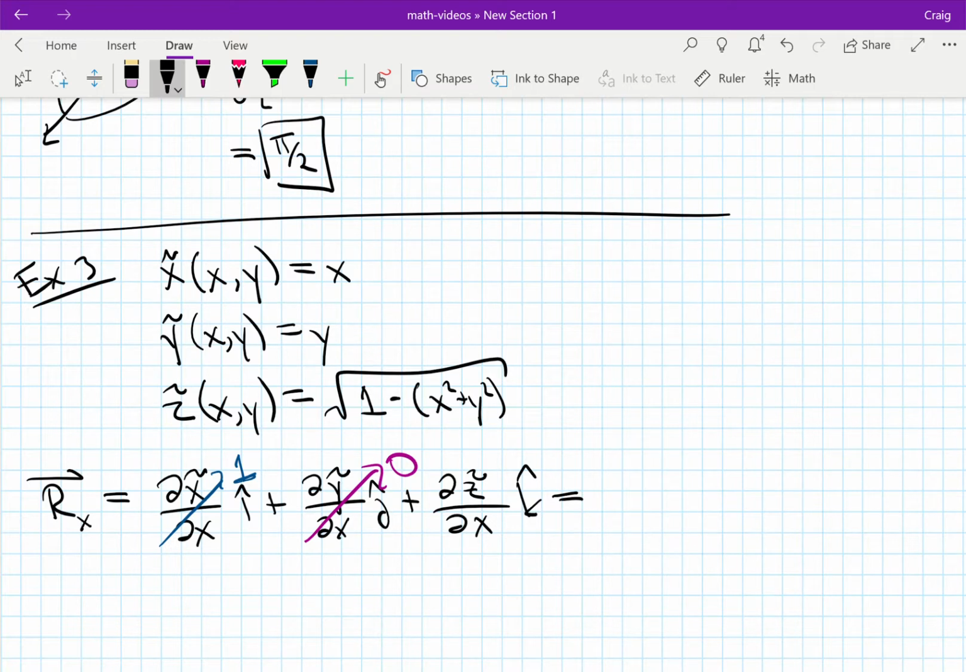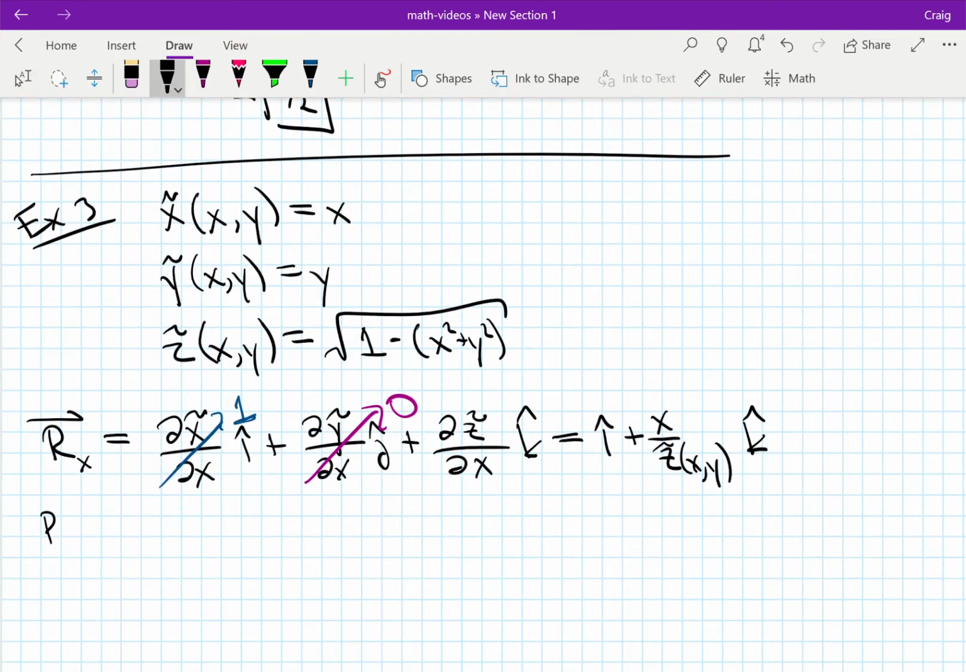And so the derivative of z hat with respect to x, as we did in class, is just x over z. So this would be i hat plus x over z, technically this is z tilde, which depends on x and y, k hat, and then r y.